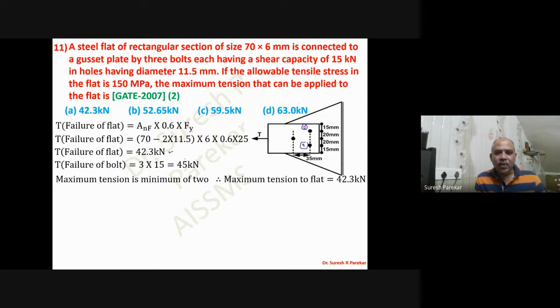And failure of bolt we have given, that is 15 kilonewton, that is shear capacity. So we have 3 bolts, so 15 into 3, 45, and we have minimum of the 2, and that is 42.3 kilonewton. Option is A. Sorry, we do not have option D. So we have option A, that is the correct option.